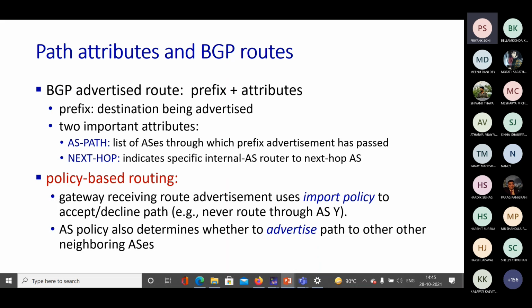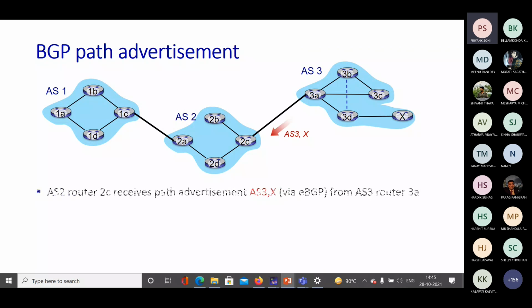And the other one is that, given the advertised path that has been sent, what is the path to the neighboring AS? So this is what policy-based routing basically helps us to get: the information. Now let's see how the BGP path advertisement works.